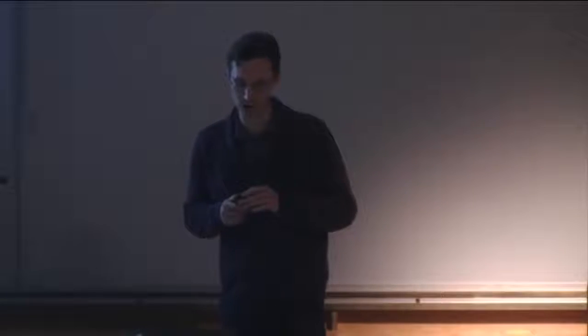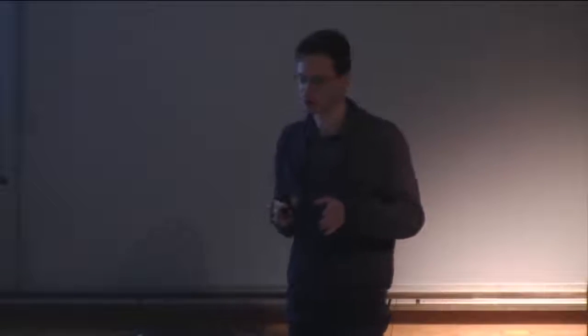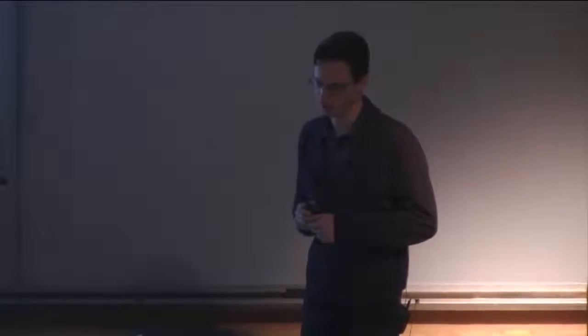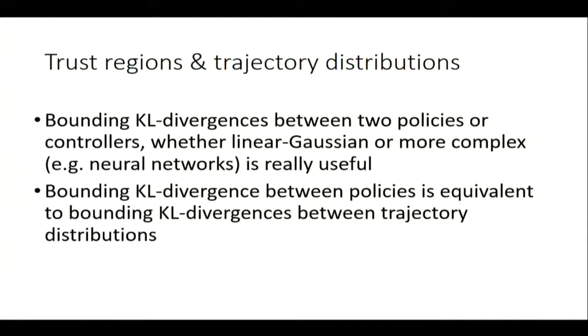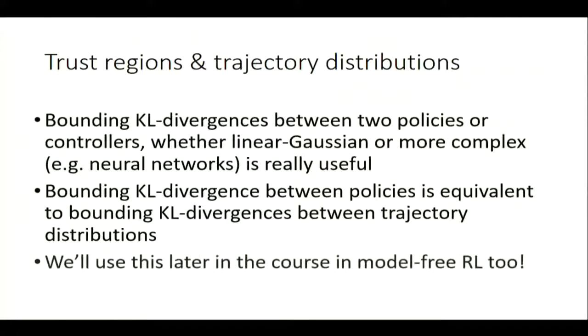Beyond just dealing with local models, bounding KL divergence between two policies or controllers, whether they're linear Gaussian or more complex, is really useful in general to control how much you change if you're using some kind of approximation or linearization. And bounding KL divergence between policies is equivalent to bounding the KL divergence between trajectory distributions, as we saw from that derivation. That actually holds whether or not your policy is linear Gaussian, so it holds for general policies. And we'll use this later for model-free RL as well.